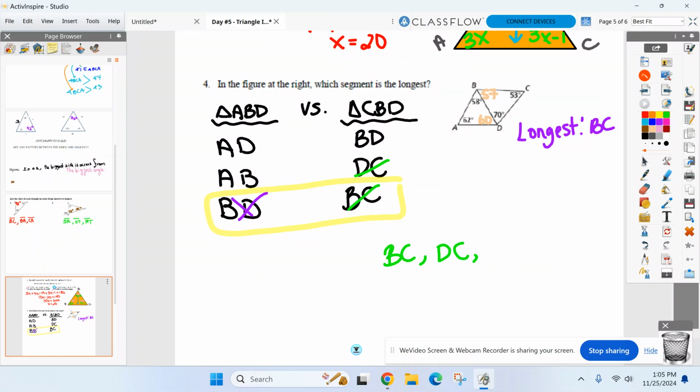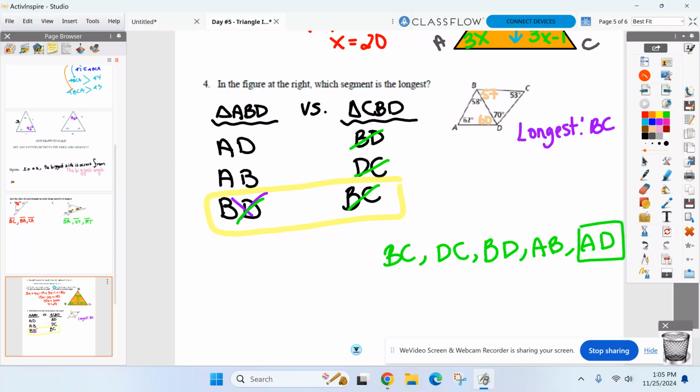Now what would be next? Now what would be the next biggest side out of the three I have left? BD. Now out of these two, what's bigger? Look at your rankings. What's bigger? AB. And what would be the shortest side overall in this diagram? AD. And I'm asking you to do this with me.